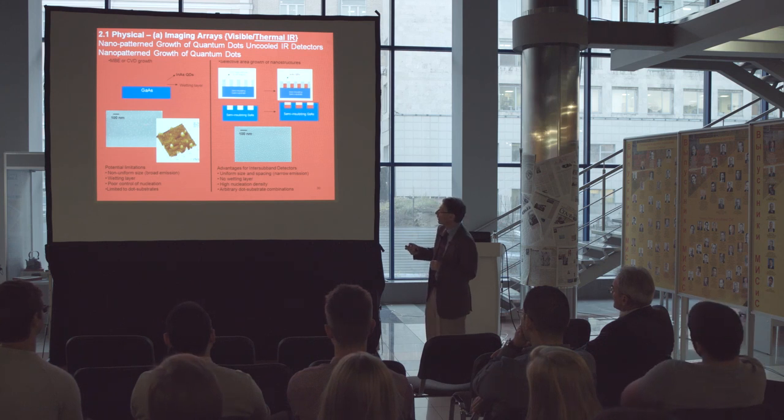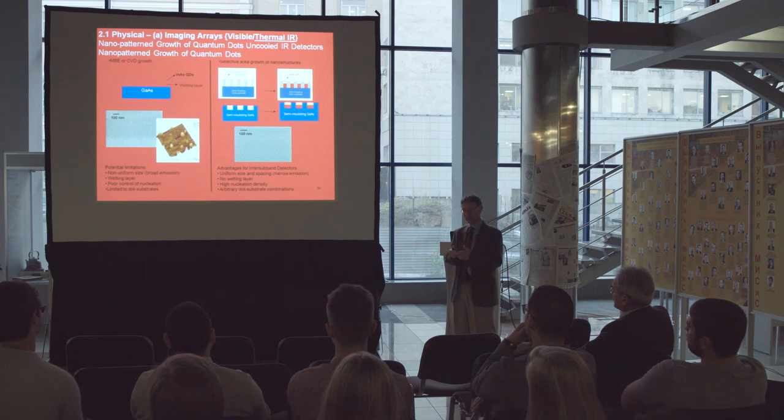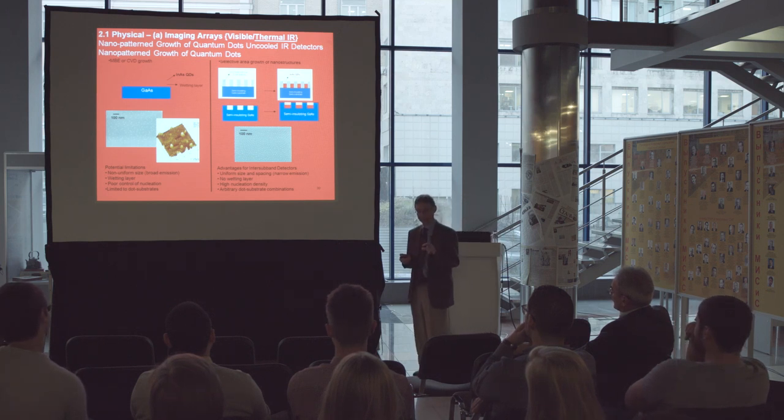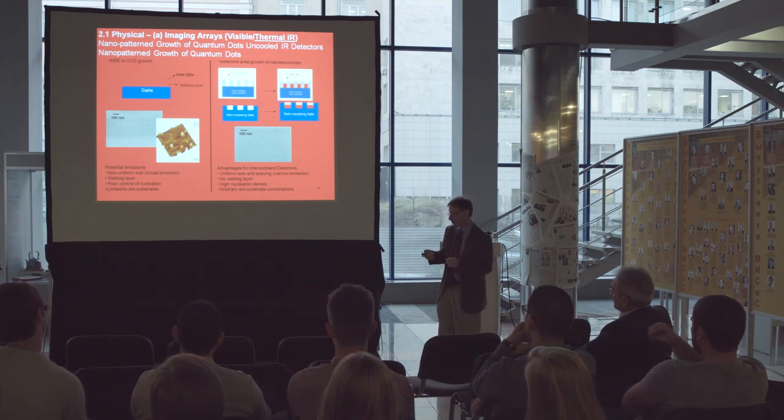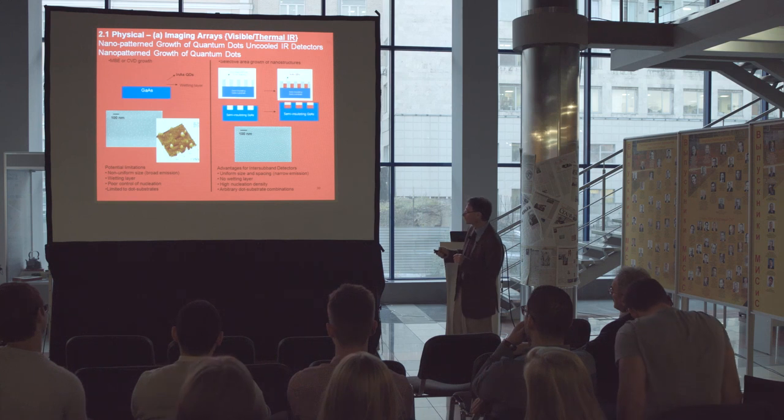And with the islanding mode, you get a broad size distribution, which means all the quantum levels are going to be smeared, which means we can't really do a very good inter-subband detector when every little section has got a different spectral response. We lose sensitivity that way.